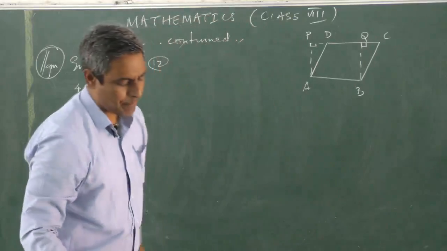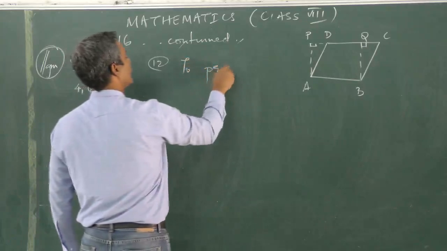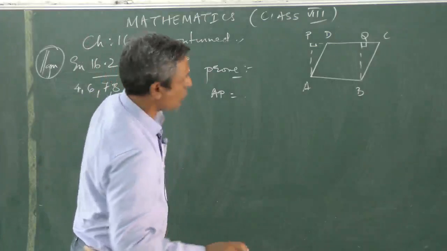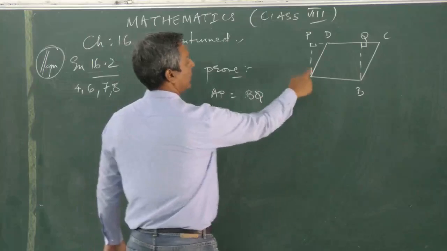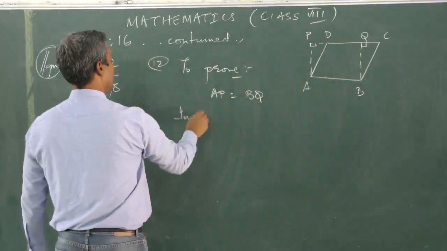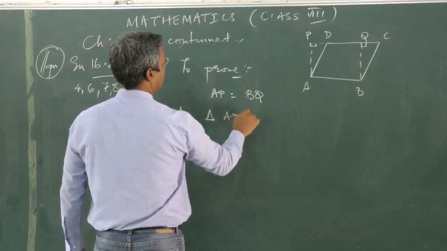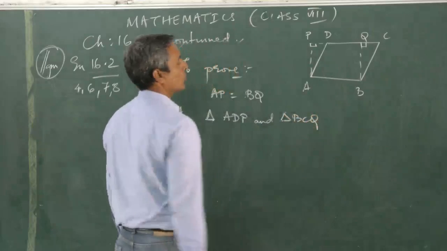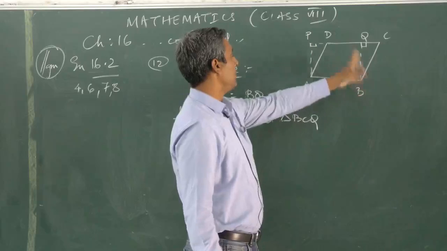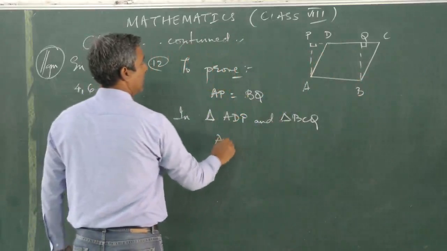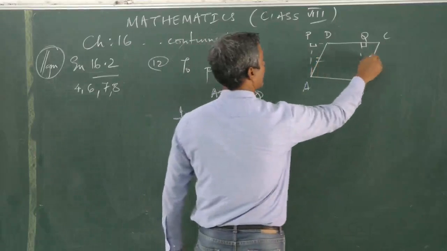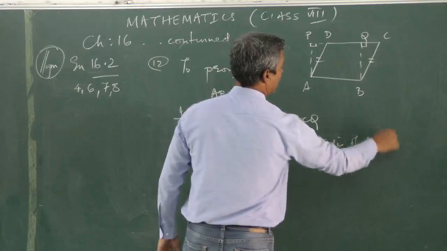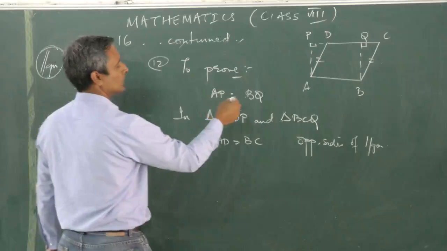Prove that AP is equal to BQ. So what we will do? In triangle ADP and triangle BCQ, what do we have? AD is equal to BC. Why? Opposite sides of parallelogram.